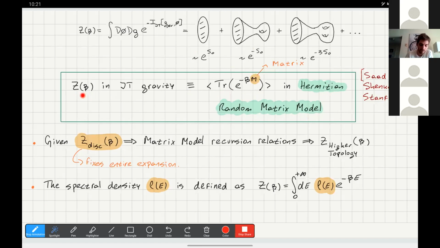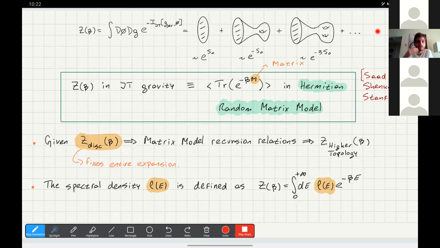And you see that the partition function in Jackiw-Teitelboim gravity, this gravitational observable, is given by this quantity. We have a trace. The trace is a trace over matrices, nothing weird going on. We have the beta appearing over there, and M, that is a matrix. And this was shown in this very nice paper. And the way in which this was shown was by matching each of the terms to all orders in the genus expansion. This is to say, for each of these terms. Good?